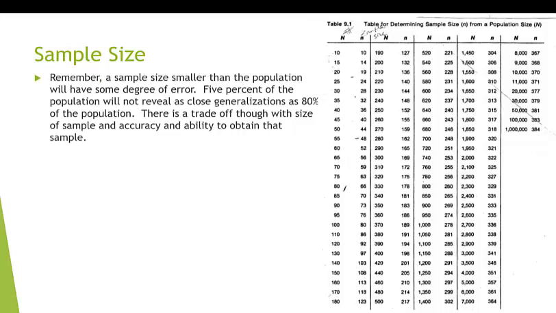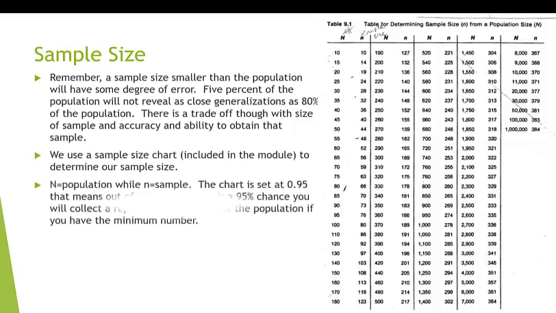Okay? So remember here, in an ideal world, a sample size smaller than the population will always have some degree of error. And the smaller you get, the more error you have. If you have 5% of the population, it will not reveal generalizations as well as 80% of the population would. Okay? So there's a trade-off between the size of your sample and the accuracy and ability to obtain that sample that you can get. Okay? So we use the sample size chart that I have here for you to determine what our appropriate sample size is. So big N is our population, little n is our sample.